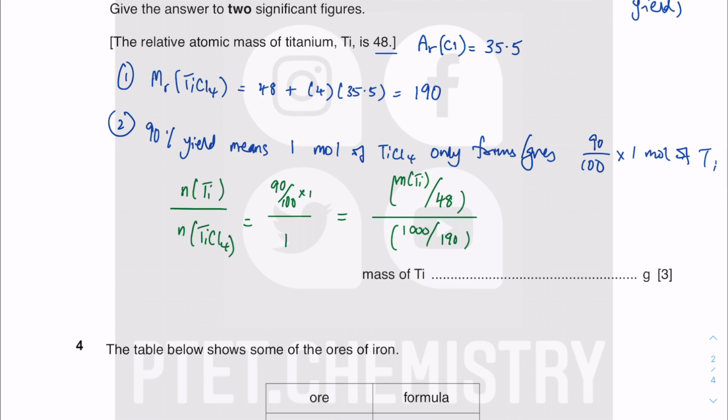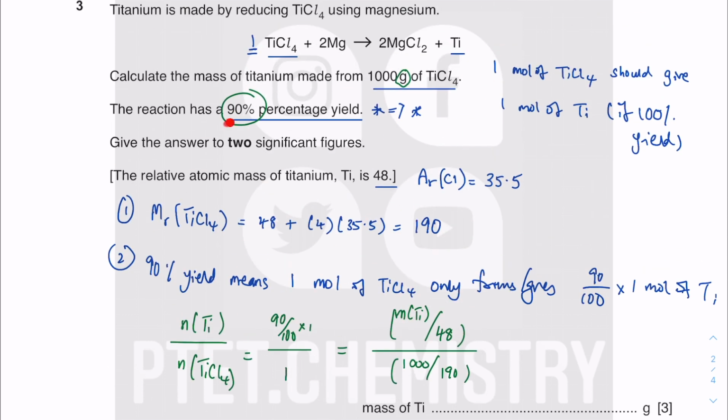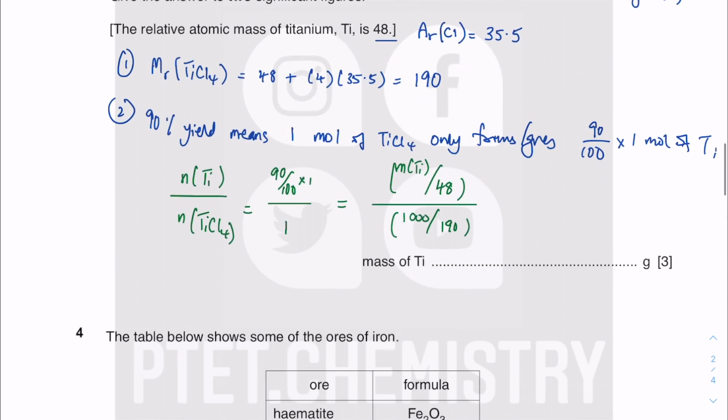Alright, so the difficult thing is this bit, because you're usually assuming from the balancing question, but the question specifically tells you that not all 1 mole goes to 1 mole. Instead, 1 mole gives you 90% of however much that number is. Now I just need to work out the mass of titanium. So doing your rearranging of your mathematics, 90 over 100 times 1 times 1000 over 190, because I'm just bringing the whole of that up there.